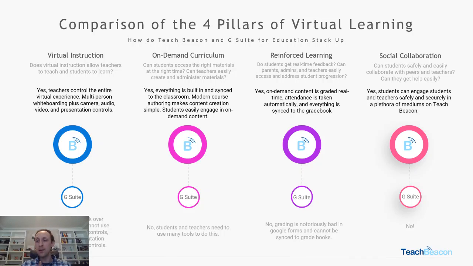So social collaboration as the last one here. The question is, can students safely and easily collaborate with peers and teachers, and can they get help easily? In TeachBeacon, absolutely. Students can engage students and teachers through the chat functions, through the forum functions, through one-on-one coaching sessions. All of that is available to them right there again in the platform. And in G Suite, you really can't do that. There's no controls over anything, and it's just a total free-for-all. So none of that really is available there.